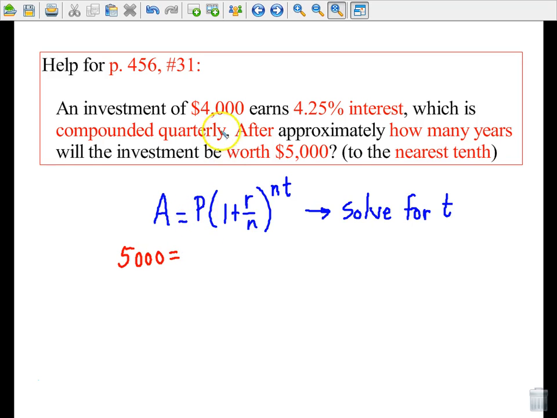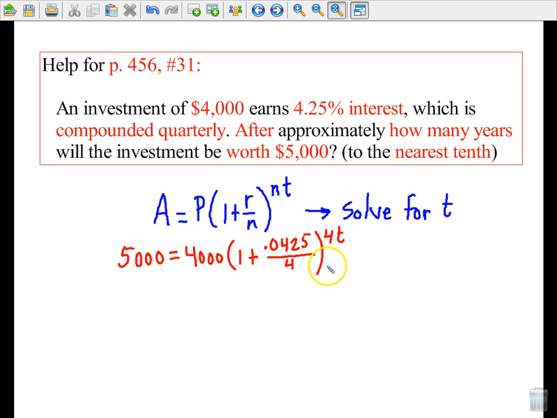And P stands for principal. It means how much did you invest? Well, we invested 4,000. 1 plus the rate as a decimal, 4.25%. Remember, you always need to change that to decimal form. N stands for how many times during the year compounding will happen. And since it's quarterly, that means N is 4 times a year. N again will be part of your exponent, but it needs to be multiplied by T, which stands for number of years. Well, that's what we're supposed to find.